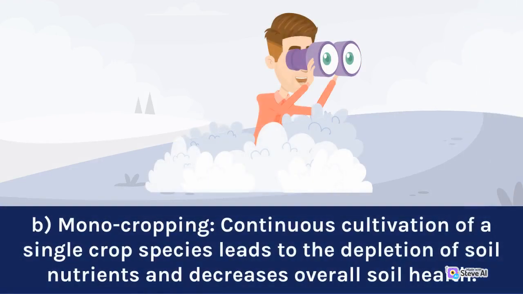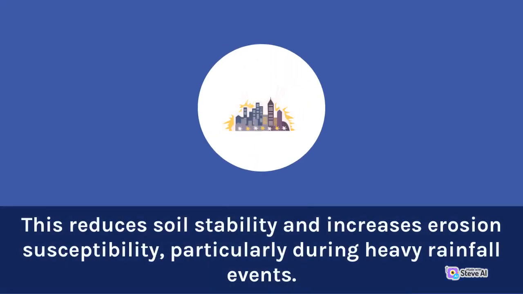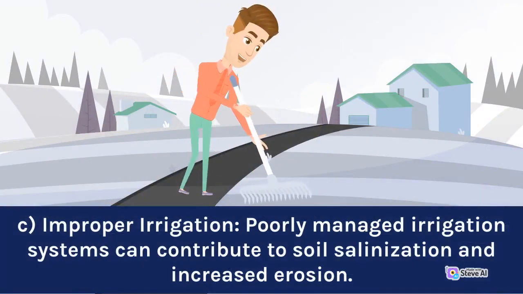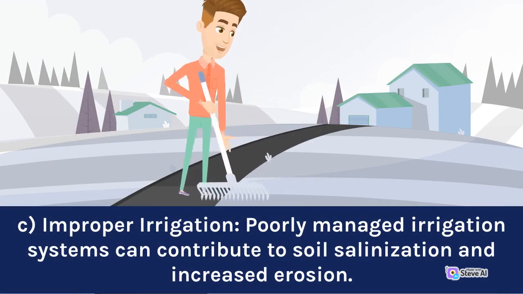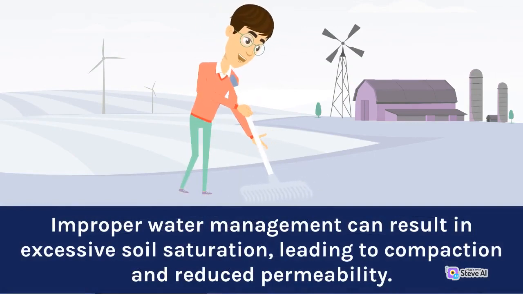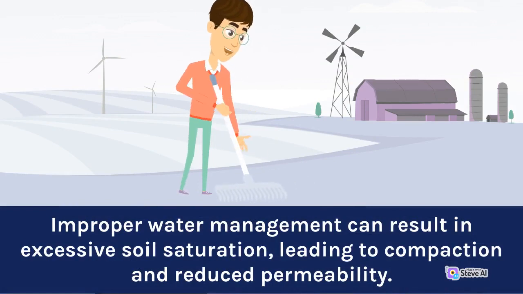B. Monocropping. Continuous cultivation of a single crop species leads to the depletion of soil nutrients and decreases overall soil health. This reduces soil stability and increases erosion susceptibility, particularly during heavy rainfall events. C. Improper irrigation. Poorly managed irrigation systems can contribute to soil salinization and increased erosion. Improper water management can result in excessive soil saturation, leading to compaction and reduced permeability.